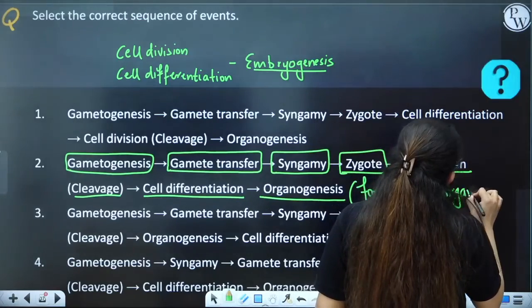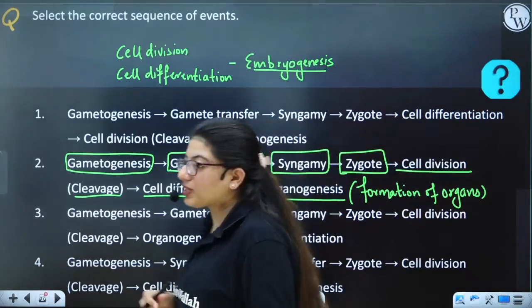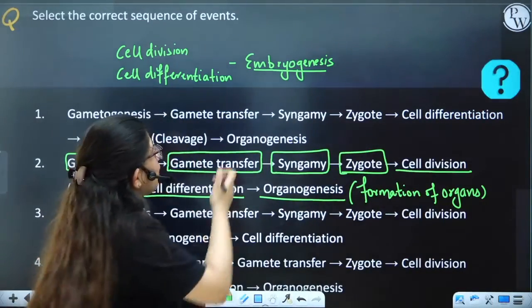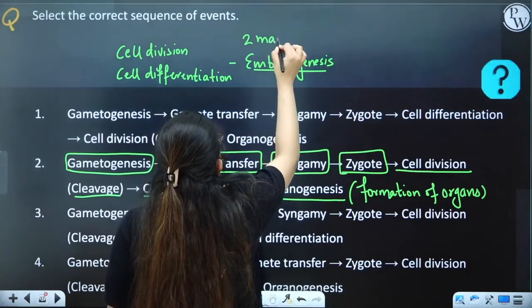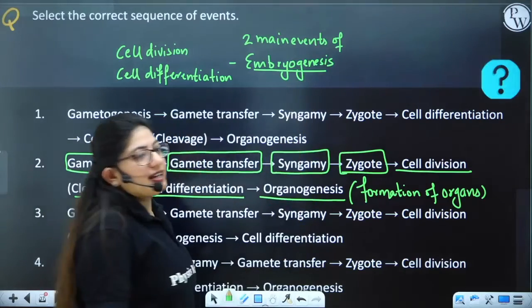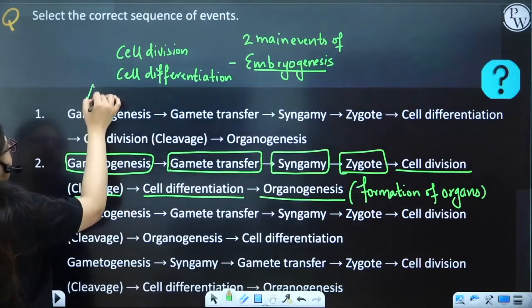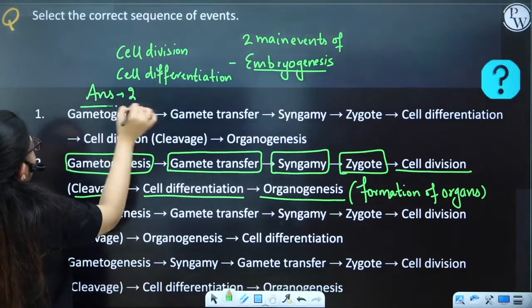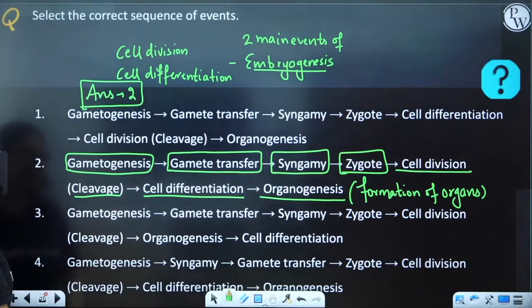Alright, so do not forget this. You can write this in the copy as well. Two main events of embryogenesis: the main events of embryogenesis are cell division and cell differentiation. So what is the correct answer, guys? That's 2. All right, next.